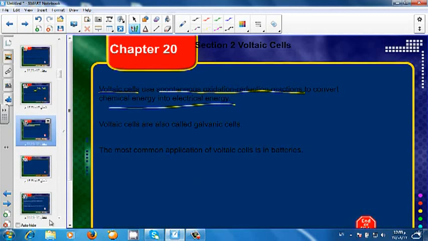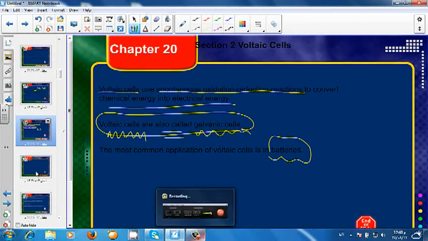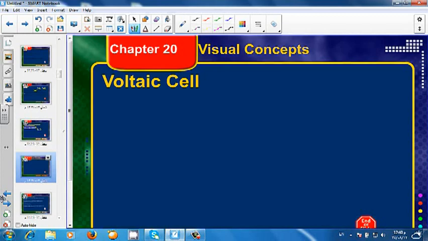A Voltaic cell is also called the galvanic cell, and focus on this, please. So we have here more than one term representing the electrochemical cell. The electrochemical cell is a device that converts chemical energy into electric energy, and the most important type of the electrochemical cell is the Voltaic cell. Or we can use another term to represent it, which is the galvanic cell. The most common application for the Voltaic cell is in batteries, different types of batteries, according to the type of chemicals that we use in these batteries.